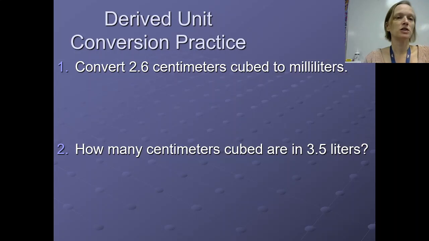Okay, so let's look at a couple examples here. If I have 2.6 centimeters cubed to milliliters, how do I do that? Well, I just told you that 1 cubic centimeter is the exact same thing as 1 milliliter. That's my definition. 1 cubic centimeter equals 1 milliliter. Therefore, it's kind of a boring math problem. The cubic centimeters cancel out, the milliliters comes in, and we just get 2.6 milliliters as our answer.